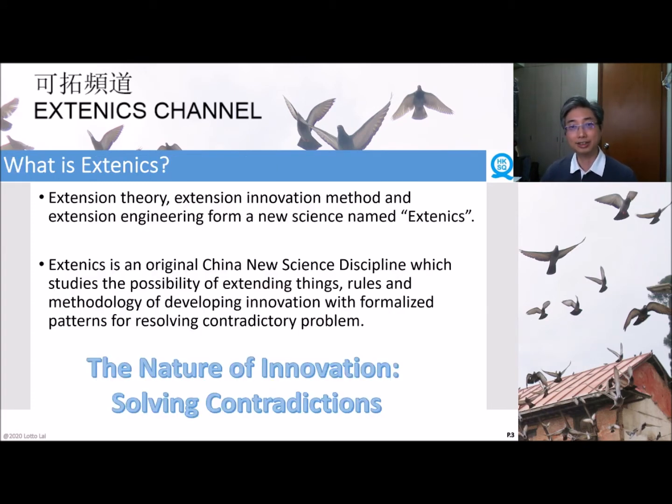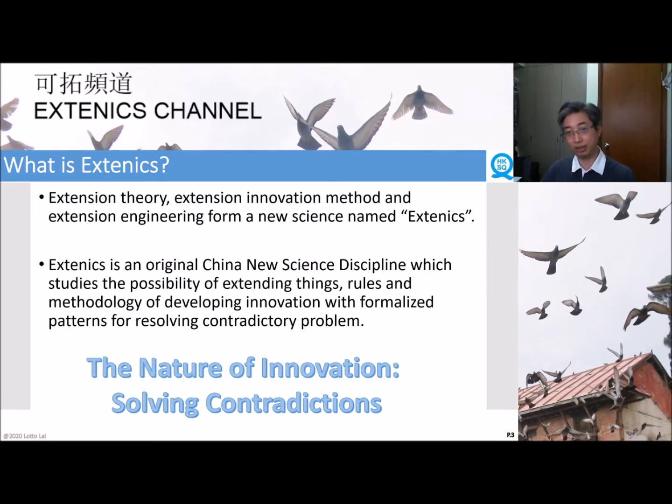What is Extenics? Every time I repeat this topic again: Extenics theory, extension innovation method, and extension engineering form the new science named Extenics. It is an original Chinese discipline which studies the possibility of extending things, the rules, and the methodology of developing innovation with a formalized pattern for resolving contradiction problems. The most important term is formalized pattern.